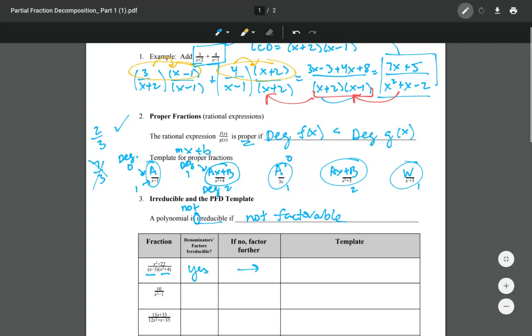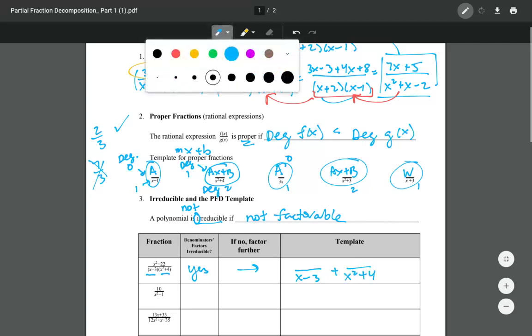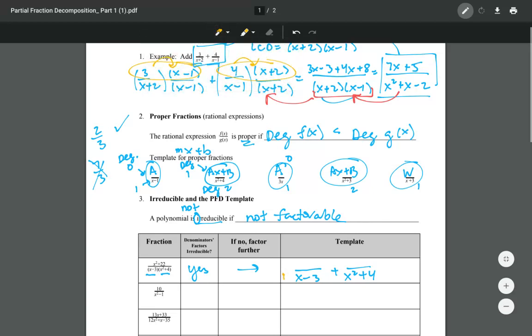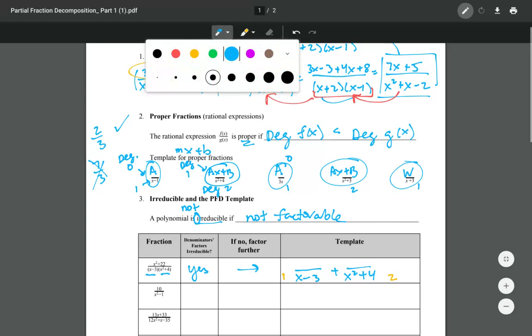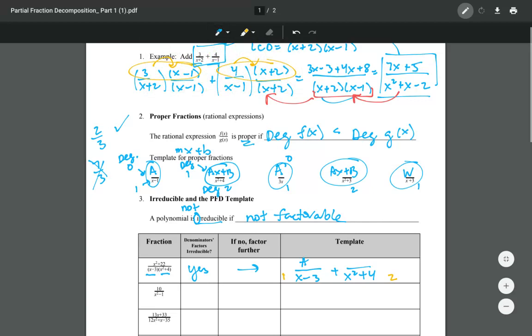So I'm ready to go ahead and build my template. My template's going to have factors of the denominator, x minus 3 plus x squared plus 4. Now I take a look at those degrees. So I've got a degree 1 here, a degree 2 here. So I'm going to go ahead and create numerators to make these proper fractions. So I need degree 0. So that's just going to be a constant, letter A. Degree 2 denominator, x squared plus 4. I need degree 1. So that's going to be Bx plus C.